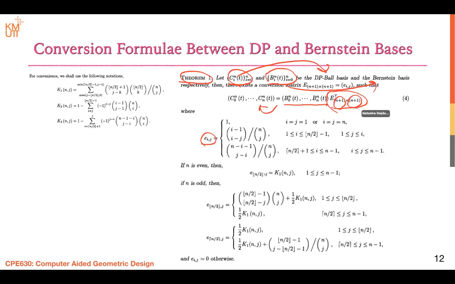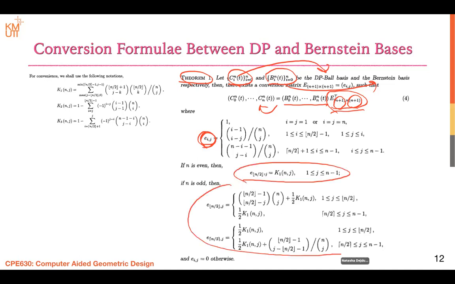This will refer to the Bezier curve or the DP curve of the same shape with degree n, but an n plus 1 by n plus 1 matrix. Okay, and you can calculate Eij. Eij is each element in this conversion matrix. And then you have this for the even case and this for the odd case.